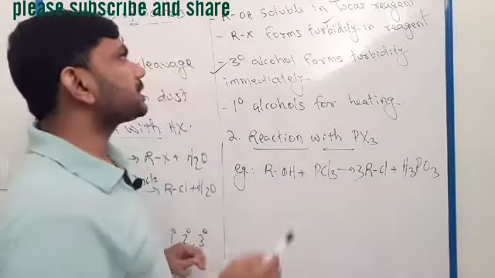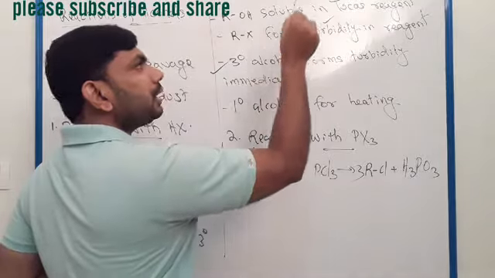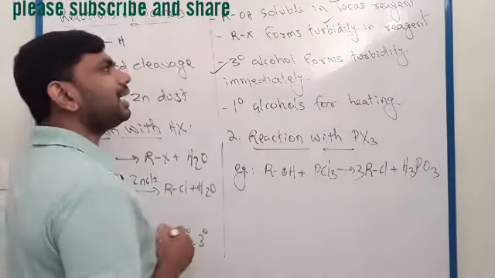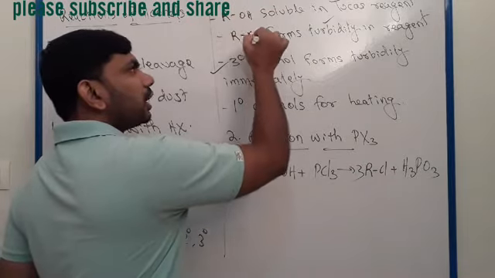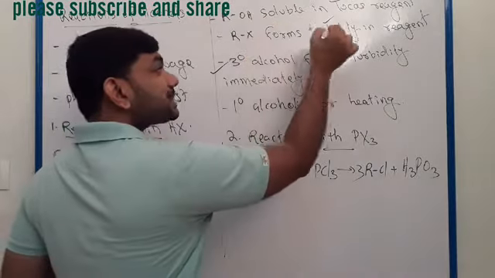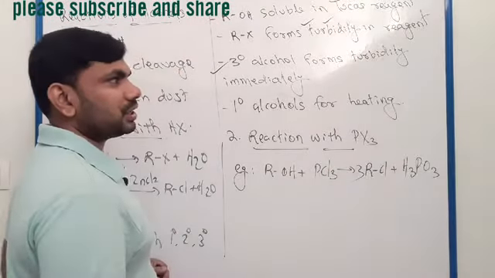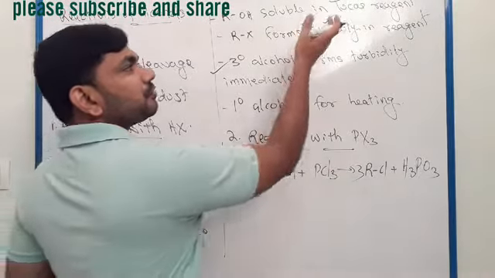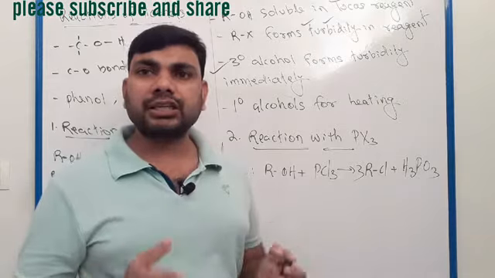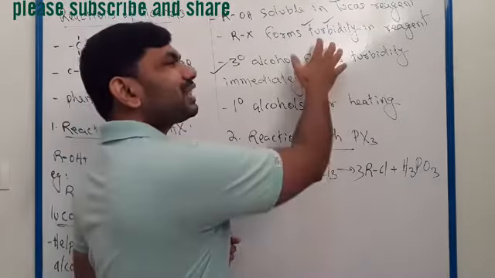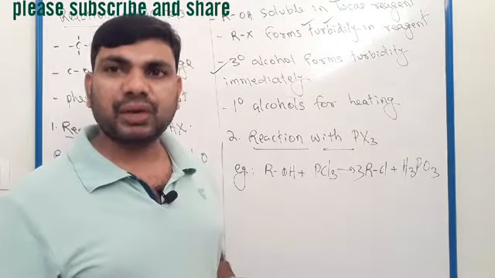So basically, alcohol dissolves in Lucas reagent, alcohol is miscible in Lucas reagent. But after alcohol reacts with HCl, it changes to alkyl chloride or alkyl halide, which is immiscible in Lucas reagent. It produces a turbidity in Lucas reagent. So the formation of turbidity is the observation. When Lucas reagent reacts with alcohol, there will be a turbidity, so the formation of turbidity helps to understand completion of the chemical reaction.